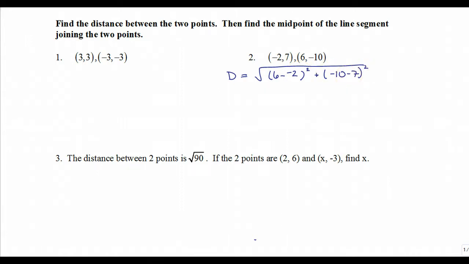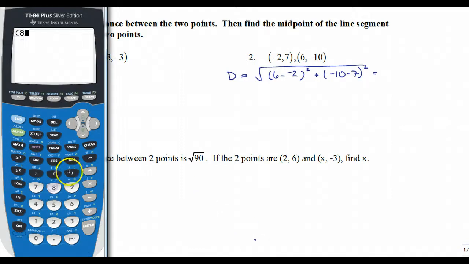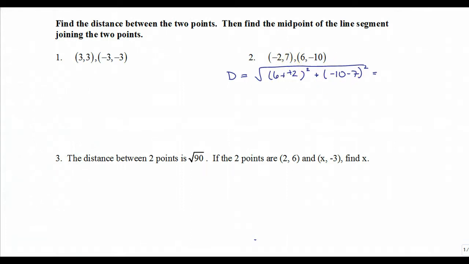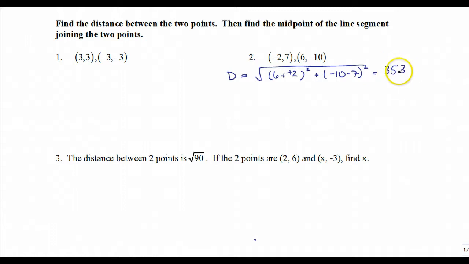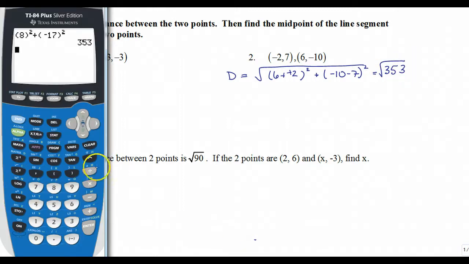Okay, now you could do this in your calculator. But it ends up being 8 squared, right? Because 6 plus 2, and then negative 10 minus 7 is negative 17 squared. So I've got 353, and you could try to see if it reduces by anything. I don't think it really does. So we'll leave that there.